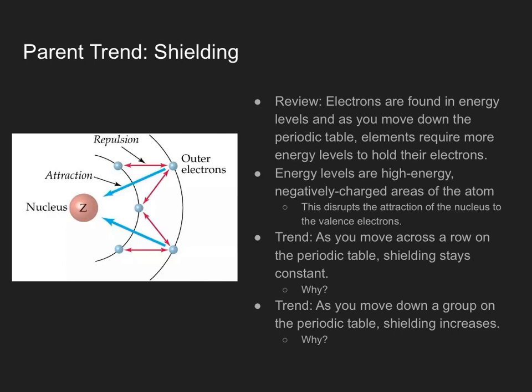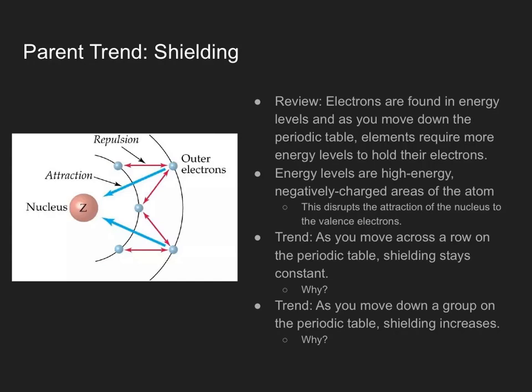We want to remind ourselves electrons are found in energy levels. As you move down the periodic table, elements have more electrons, and because of the arrangement of electrons and the number of orbitals, we can only fit a certain number of electrons at each energy level, and so larger atoms that have more protons therefore have more energy levels. Energy levels have negatively charged electrons in them, and so they themselves are negatively charged.